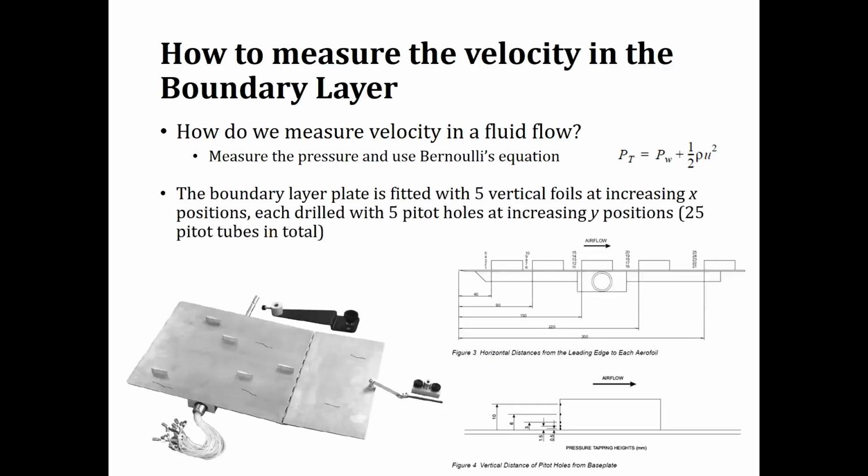The experimental equipment looks something like this, okay? So you'll have this flat plate, and it's fitted with these 5 little foils, okay, and they're attached vertically to the surface of the boundary layer plate, and they are fixed at these distances in the x direction along the plate. And within each one of those foils, there are 5 tiny pitot holes drilled into the leading edge of the foil at various heights here. So each one of those little pitot holes has a tube attached to it, and so you can measure the pressure at each of those 5 points at each of those 5 locations, so 25 pressure channels in total.